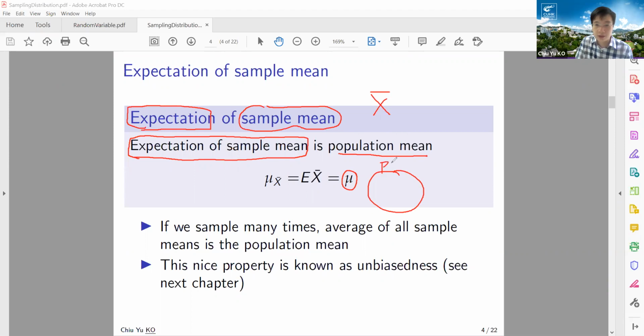So the population has a lot of numbers, okay? And if you know everything there, you can calculate the population mean, which is adding every number there.